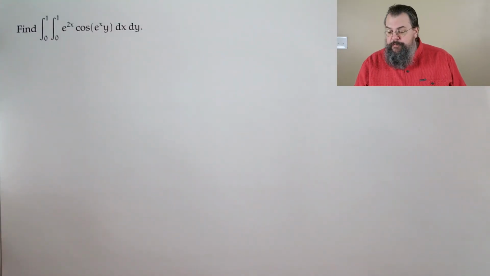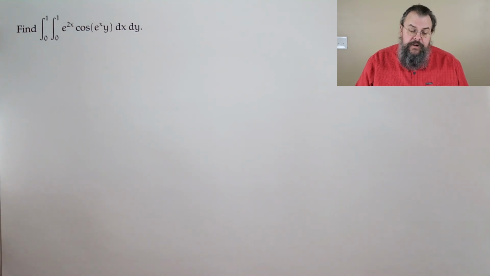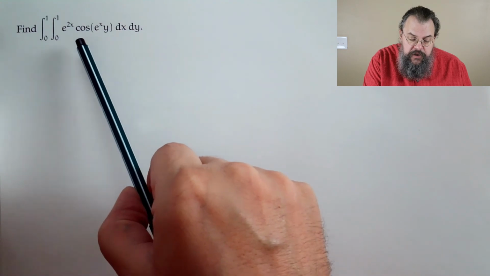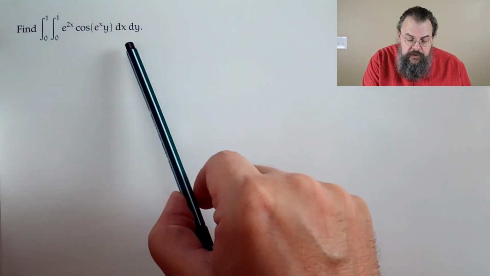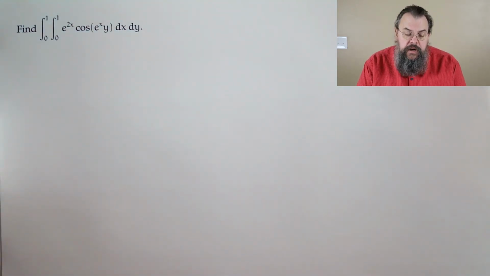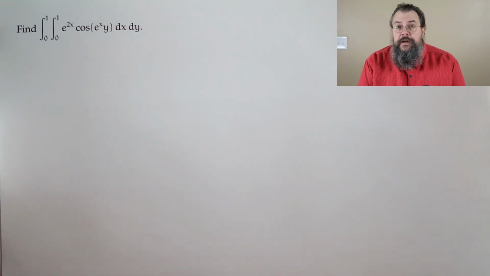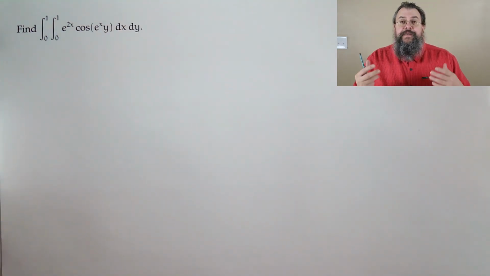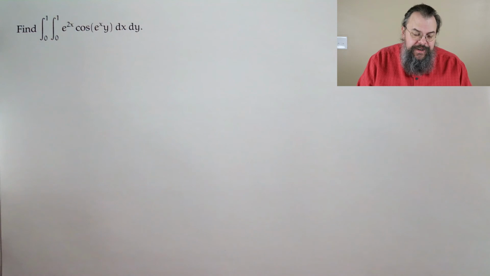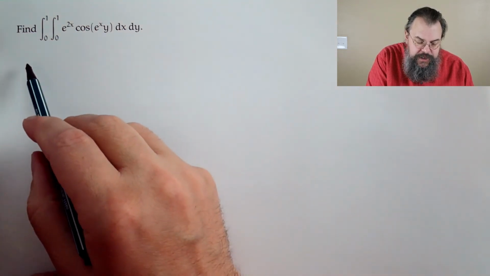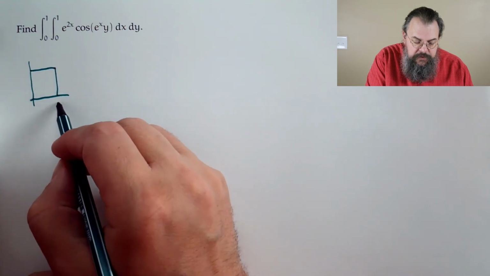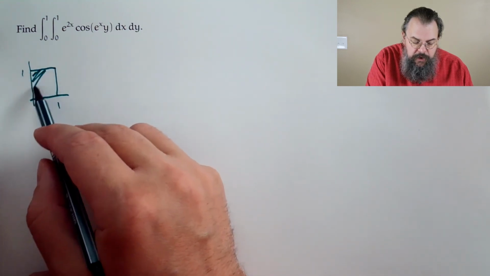Our first problem. Find the integral from 0 to 1, integral from 0 to 1, e to the 2x cosine of e to the x y dx dy. Now, this says, wait, this isn't that tricky. Look at our bounds. 0, 1, 0, 1. That's a rectangle. That's a square. How hard can it be to change our bounds in a square? And the answer is, it's actually amazingly easy to change your bounds if you have a square.